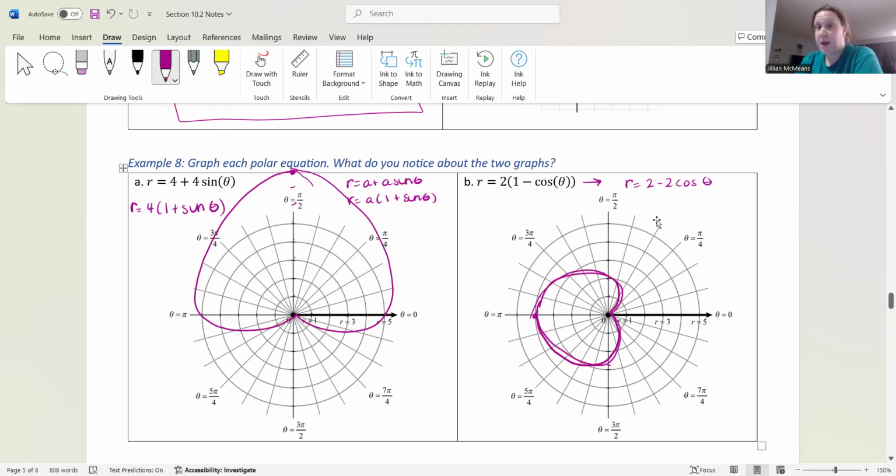If you have time, play around and maybe do 2 plus 2 cosine and then 4 minus 4 sine and see what that does to your graphs. There's going to be some stuff happening there, but you can play around with that on your own time. Okay, so there you have it, the cardioid.